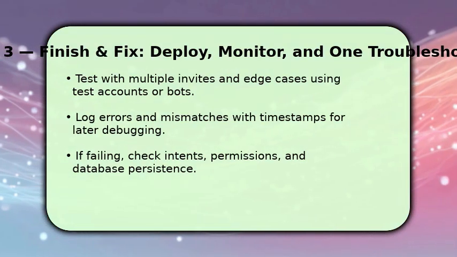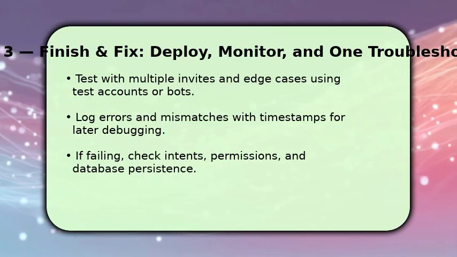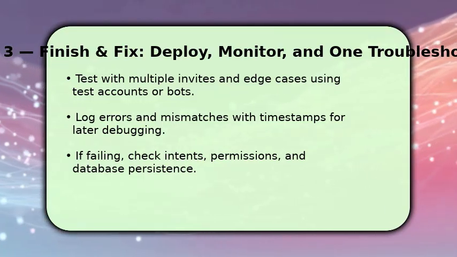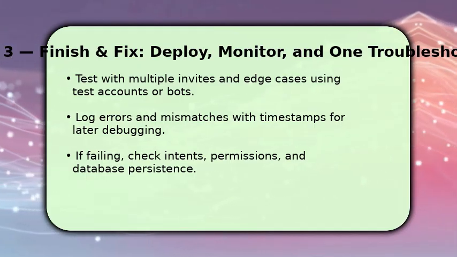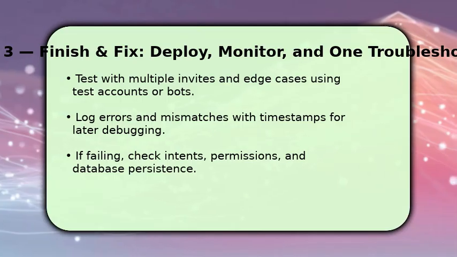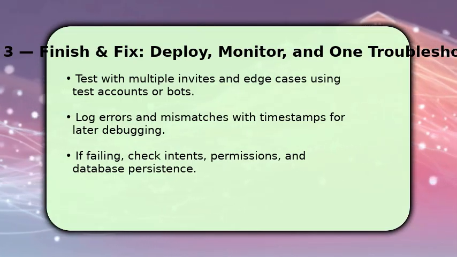Finish by running systematic tests. Create several invites, invite test accounts, and verify the tracker attributes each join correctly. That proves the logic works. Make sure you log events and mismatches with timestamps so you can trace why a join was misattributed.